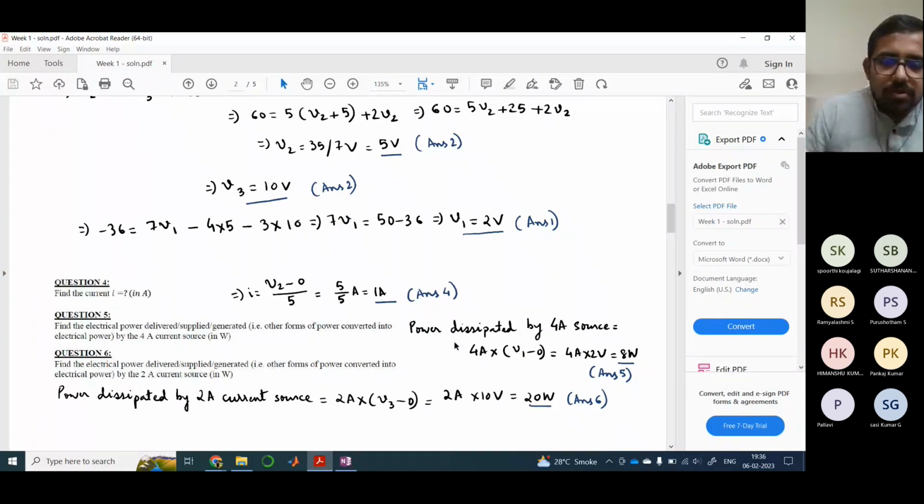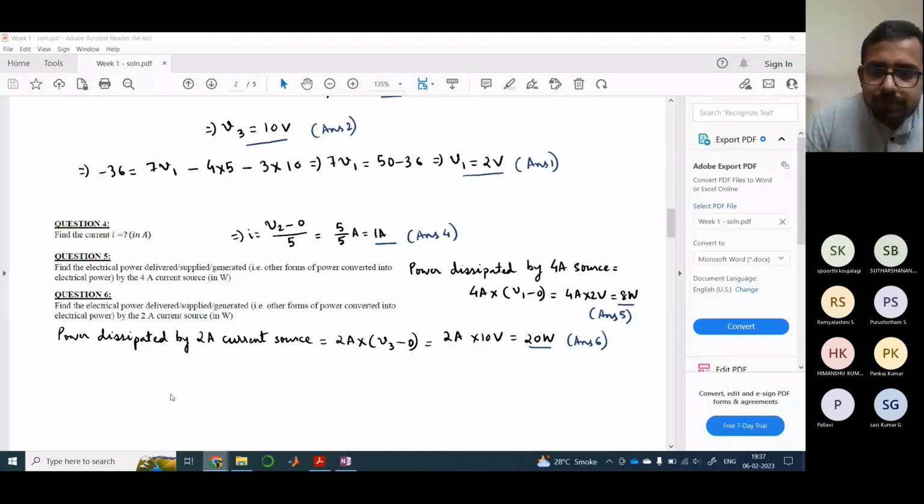As I told you, I am assuming that it is dissipating the power. So power dissipated by the 4 ampere source is nothing but the current into the voltage difference across the current source. So this is nothing but V1 minus V4. We assume that V4 is 0, and we calculated V1. So this is nothing but 4 into 2, which gives the power, 8 watt. Since this is a plus sign, there is no negative sign here. Hence we understand that this is dissipating the power, or it is delivering the power to the other terminals of the circuit. So my power dissipation by the 4 ampere source is 8 watt. This is question number 5.